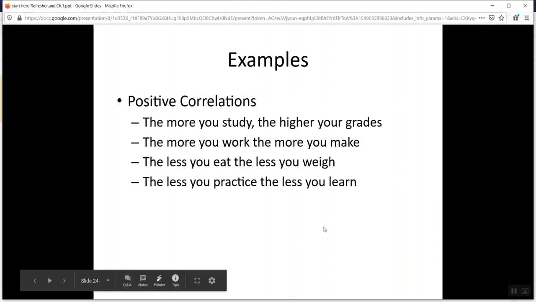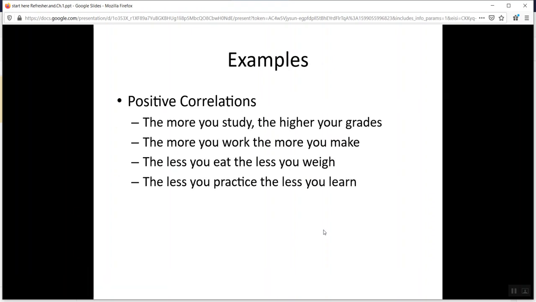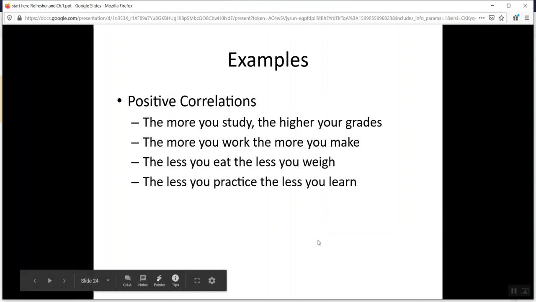So some other examples of positive correlations, and again, these are factors that go together, not necessarily one causing the other. But typically the more hours you study, the higher your grades. The more you work, the more you make. The less you eat, the less you weigh, the less you practice, the less you learn. Again, these are things that go together, but in correlational research, we cannot necessarily show cause and effect. You have to do an experiment for that.